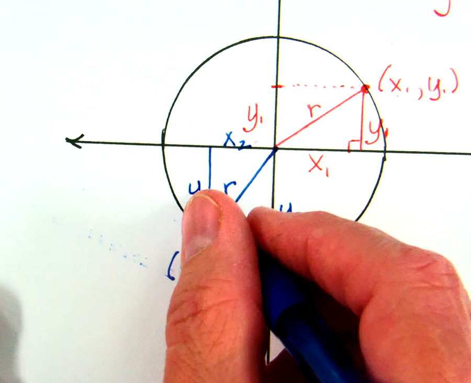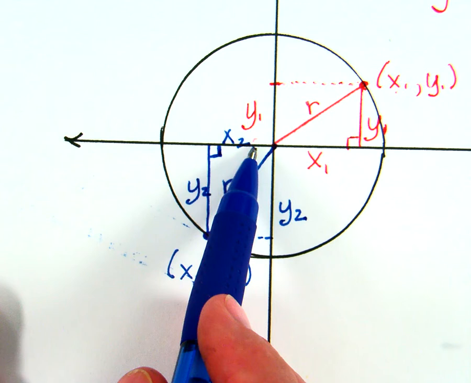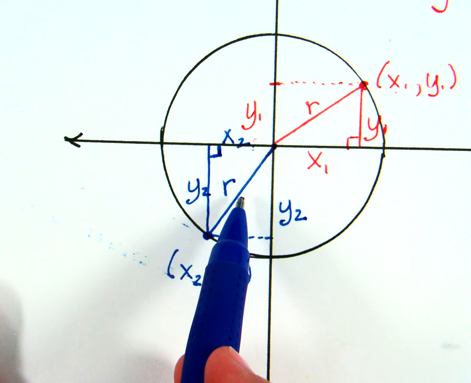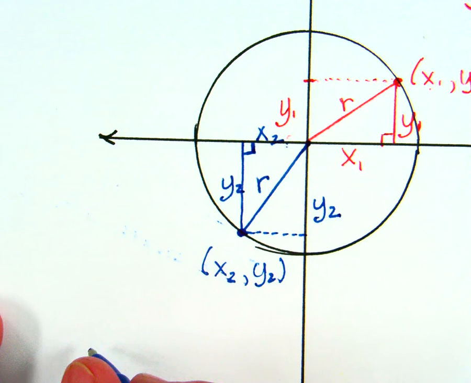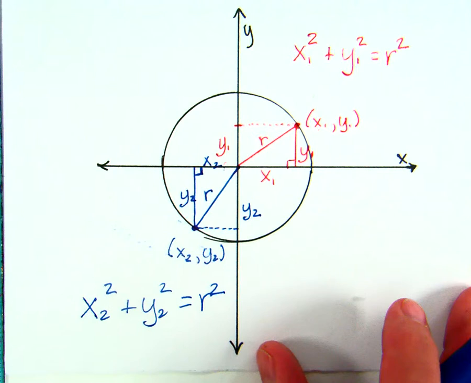And I drew it as perpendicular, so it's a right triangle. And so I'm thinking that the sum of the squares of the legs of this blue right triangle is equal to the square of the radius, the hypotenuse of this right triangle. Does it work? X sub 2 squared plus y sub 2 squared. Yes, indeed, it is equal to r squared, the radius squared. Well, Pythagoras did not fail me.